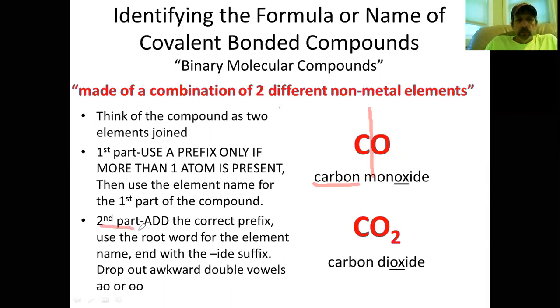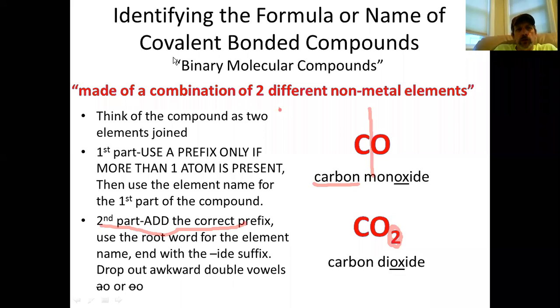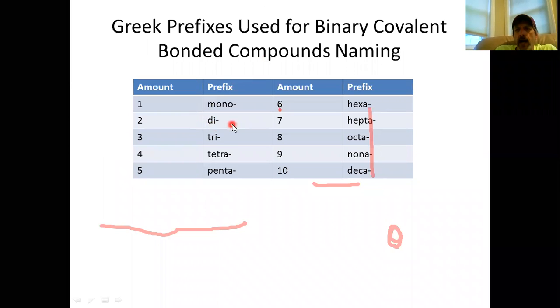Second part, we always add a prefix. So the prefix is related to the quantity. And we're not going to memorize the prefixes. We're going to look at a chart that suggests what they are. So the prefix for 2, when we look at the chart that you're going to be using, happens to be di.